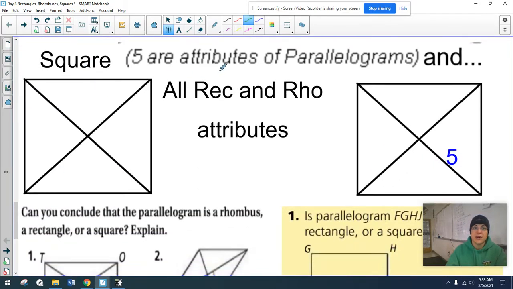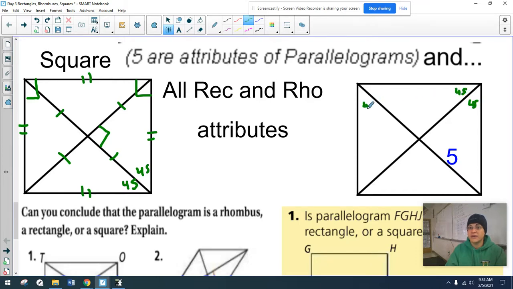So I went straight to a square. Square, of course, you have the 5 attributes of parallelograms and then all the rectangle and rhombus stuff. So all the angles are right angles. You have perpendicular diagonals, congruent diagonals, congruent sides, and diagonals bisect. So if this is 90 and it's bisected, every single angle in the square will be 45 degrees. Okay, so just from that one number right there, if you're told that this is a square, you can figure everything out. I just told you that all these angles are 45.